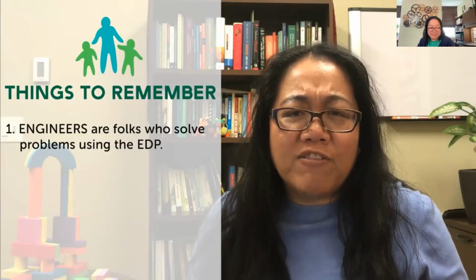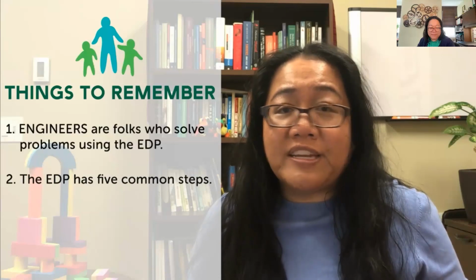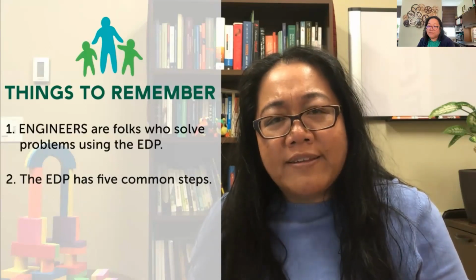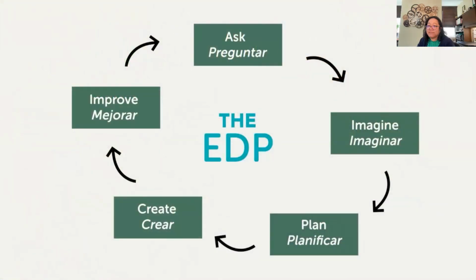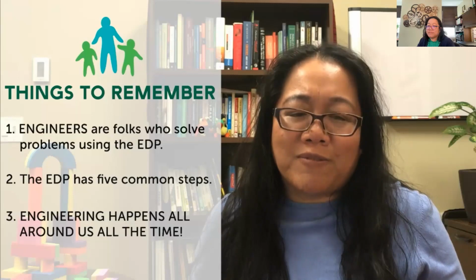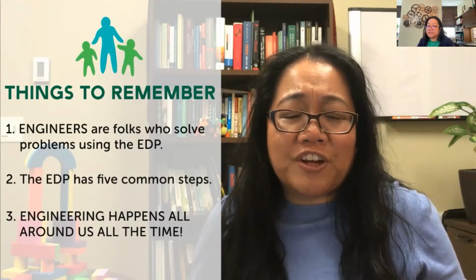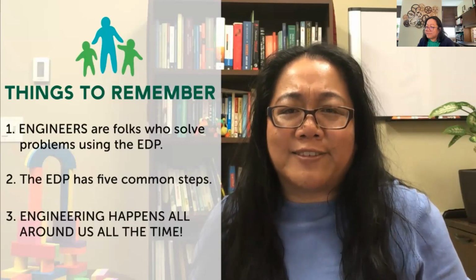So, what should we remember from this video? Great question. How about this? Number 1, engineers are folks who solve problems using the EDP. Number 2, the EDP can happen a lot of different ways, but a common way it unfolds is using the 5 steps we talked about today. Ask, imagine, plan, create, and improve. And number 3, engineering happens all around us. Everyday people do engineering when they take on tricky problems and figure out really creative ways to solve them.